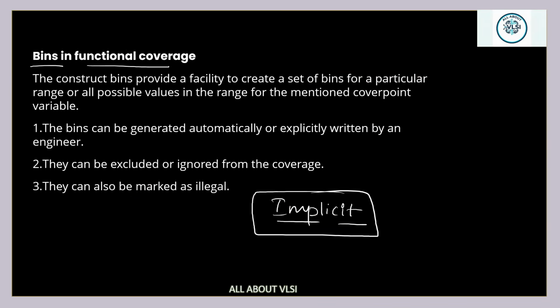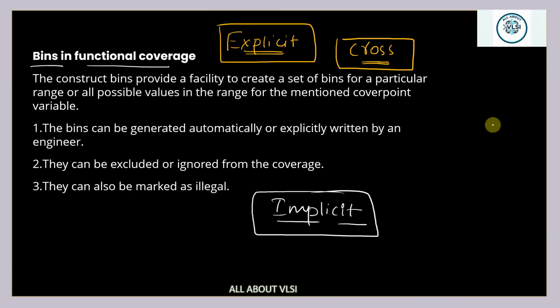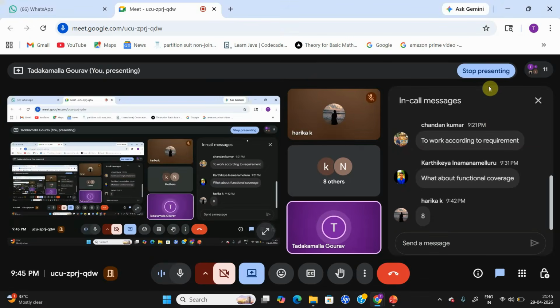Now, there is something known as explicit bins, which we are going to start discussing tomorrow. We are also going to start something known as cross coverage tomorrow. And how to run this coverage and how to check the coverage reports, we are going to look into in our next session. Okay, any doubts or any queries till now?